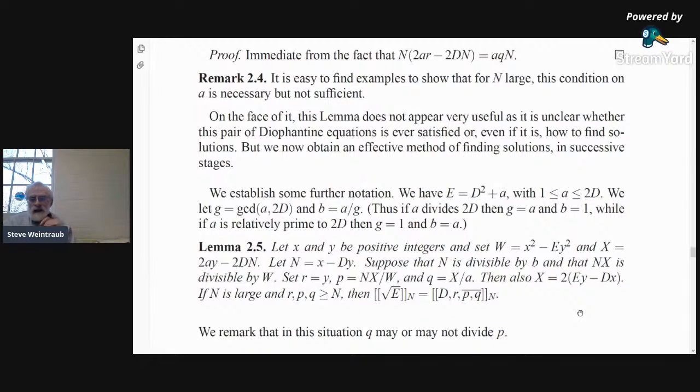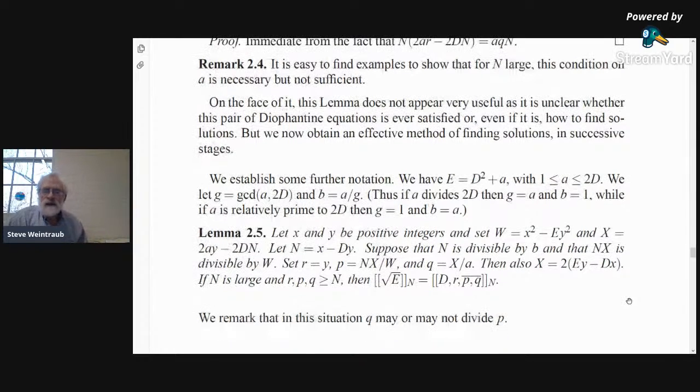Okay, well, and I'll remark here that Q may or may not divide P. As soon as we have Q and P, there's not necessarily a relation between them. Well, okay, that's progress, but where are we going to get this W, and how are we going to ensure that N is divisible by B, and that NX is divisible by W? So this is progress, but it's still not so easy to use.